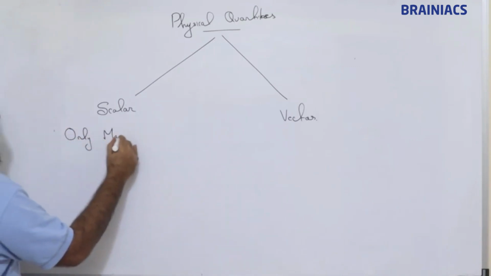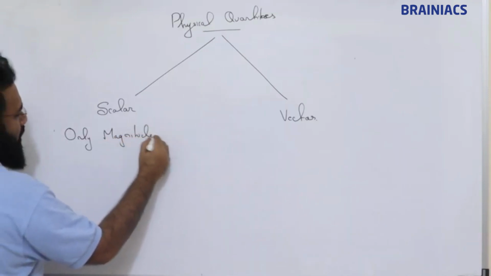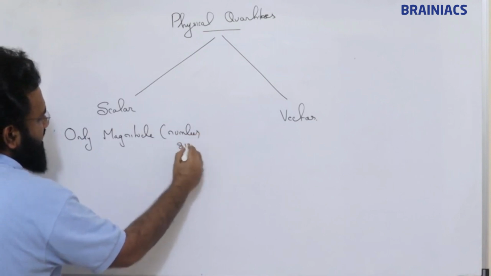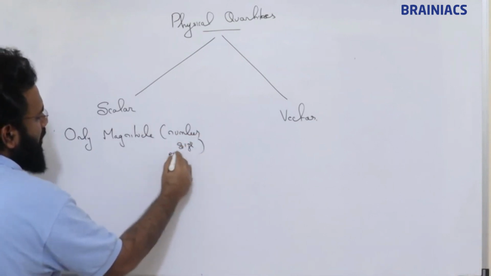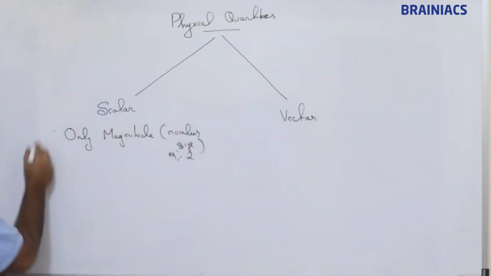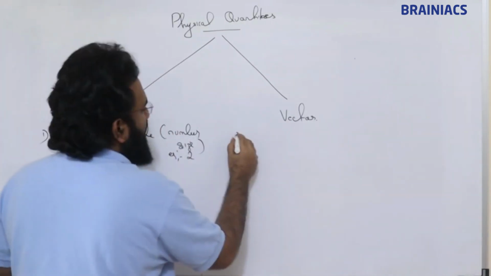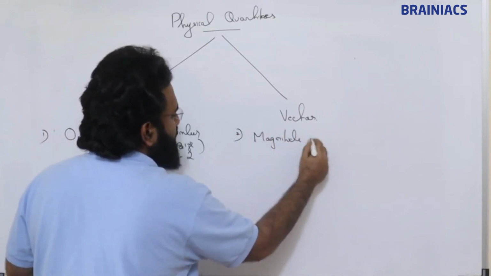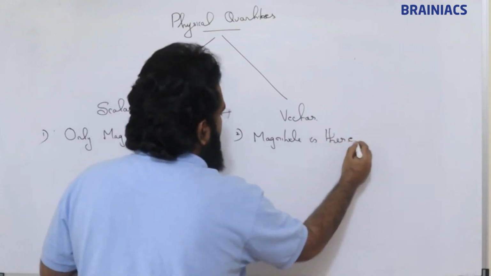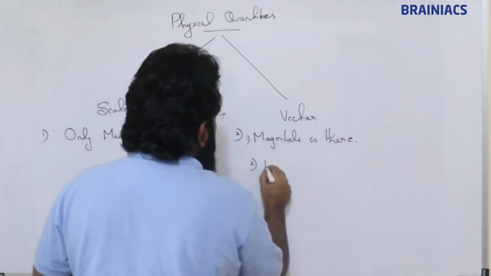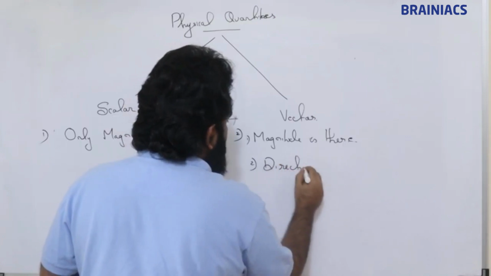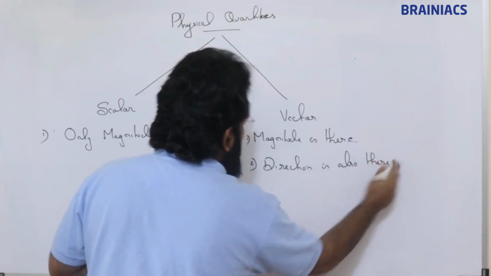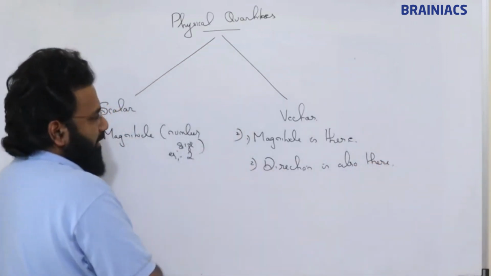only magnitude. Magnitude means what? Number or size. Some example, some number. Okay, this is the first point. Vector: magnitude is there. Another point is direction is also there. So a vector has both magnitude and direction.